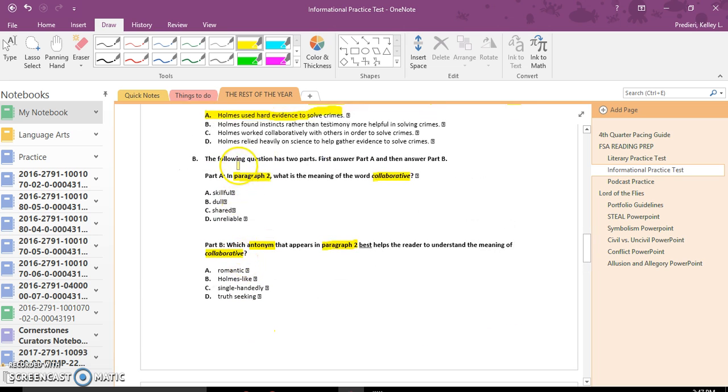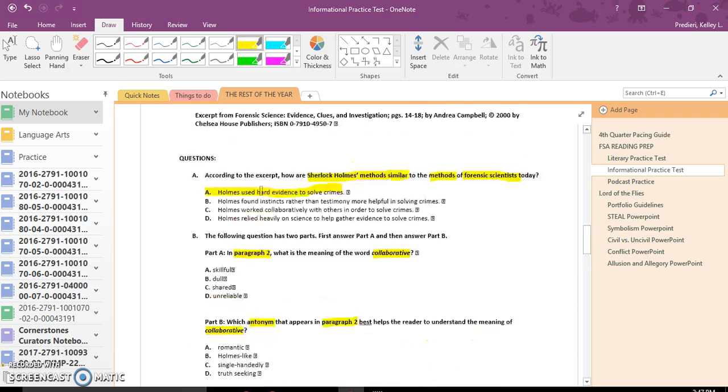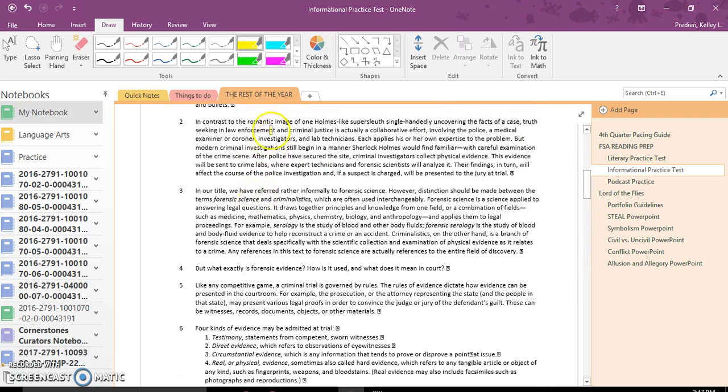Okay. In paragraph 2, what is the meaning of the word collaborative? So if we go to paragraph 2, we're looking for things to clue us into collaborative, and if we remember, part B is telling us to find the antonym as well. In contrast to the romantic image of one Holmes-like super sleuth single-handedly uncovering the facts of a case, truth-seeking in law enforcement and criminal justice is actually a collaborative effort involving the police, a medical examiner or coroner, investigators, and lab technicians. Each applies his or her own expertise to the problem.